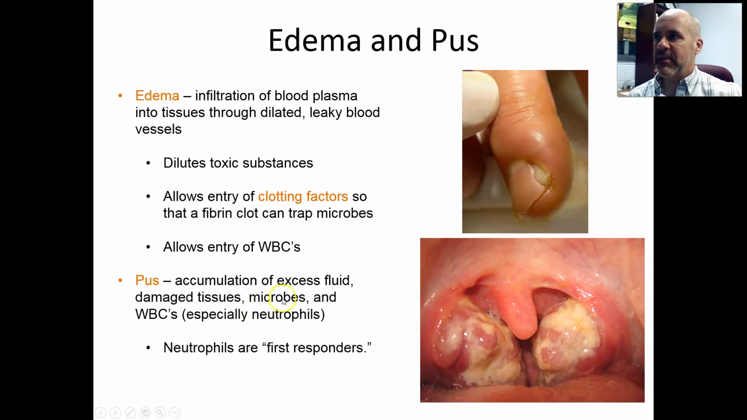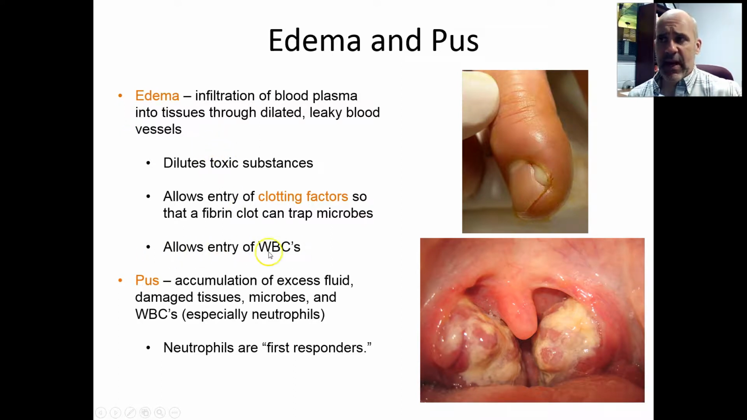Edema and pus, I think we've already talked about this quite a bit. Edema, that's the swelling in a tissue that occurs due to inflammation, and again, it's because of your blood plasma. Your blood vessels dilate, they become leaky, that lets the liquid portion of the blood come out. And that's actually a good thing, because if there are any toxic substances in that injured or infected tissue, it's going to help dilute them out so they're not concentrated quite a bit. Also lets clotting factors, which are in the blood but need to come out, help generate a clot to seal off breaks in blood vessels.